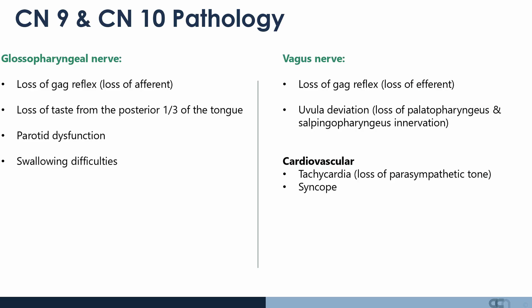Also note that the vagus nerve innervates the cardiovascular system, and vagus nerve pathology can result in loss of the parasympathetic tone to the heart, resulting in tachycardia or syncope.